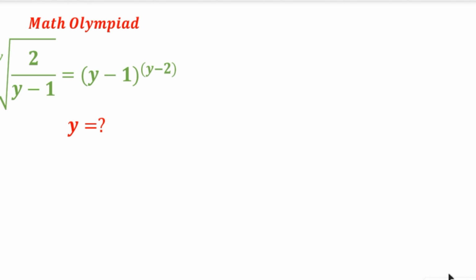In our math class today, we are going to find the solution to this Math Olympiad mathematics question. We are actually going to find the value of y.